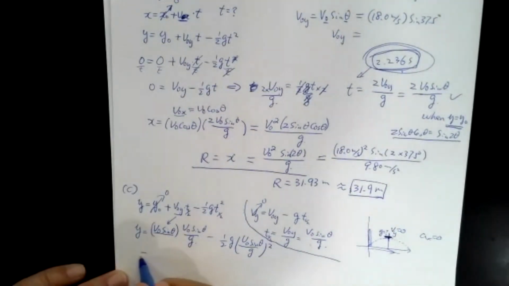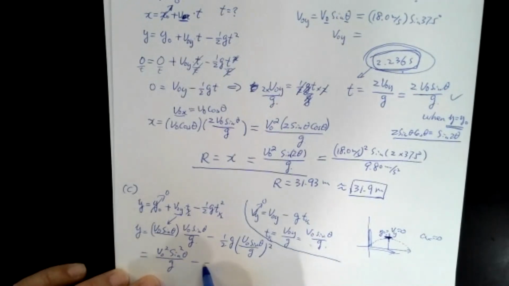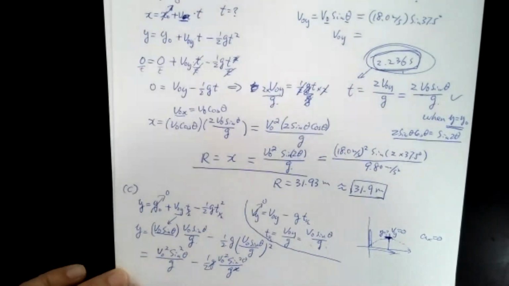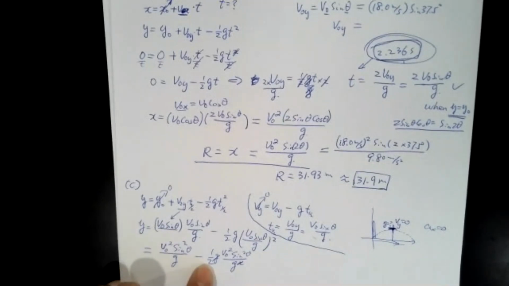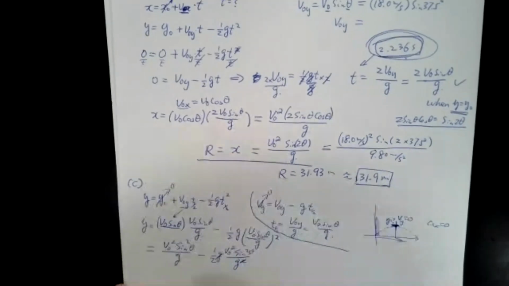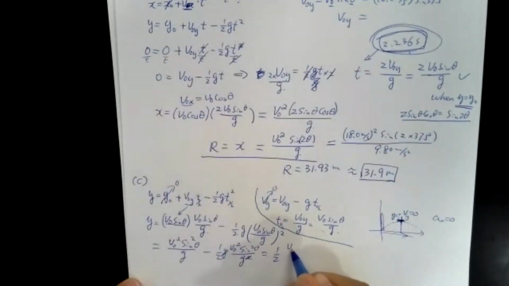So if you do that, you'll see that on the first term, the v0 squared, because you have two v0s, and sine theta also squared because there are two sine thetas, over g, minus 1/2 of the same v0 squared sine squared theta over g. You can see this g and this g will cancel out. So it's the first term minus 1/2 of itself, which gives you 1/2 of it.